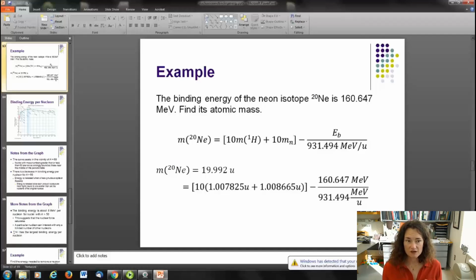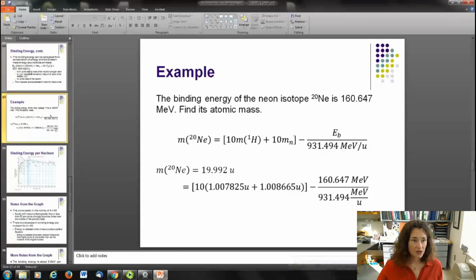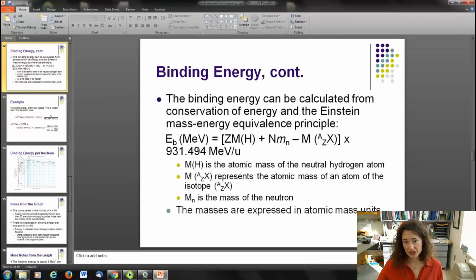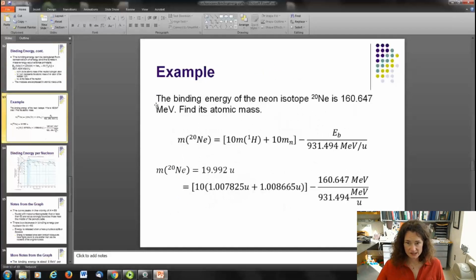Okay, so this involves a rearranging of that binding energy equation. What I've done is I've pulled the mass of the nucleus itself over to the left-hand side and moved the binding energy over to the right. So if you go back and look at this equation again, I've solved for this mass right here, M A Z X. To do that, first I divide both sides by 931.494, and then I add this mass of the nucleus, the bound system, to both sides and subtract that E binding over 931.494 from both sides. So that's the simple algebra that I did to get to this step right here.